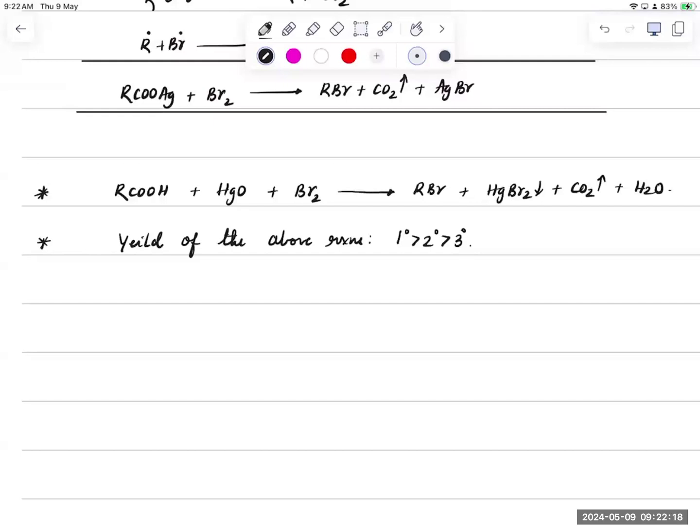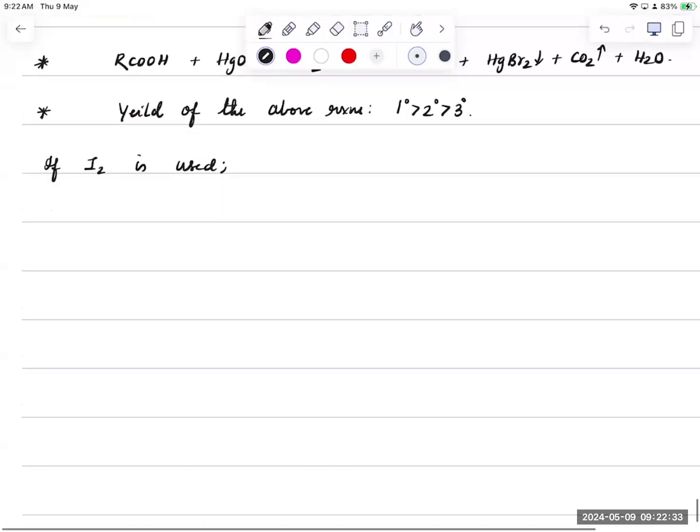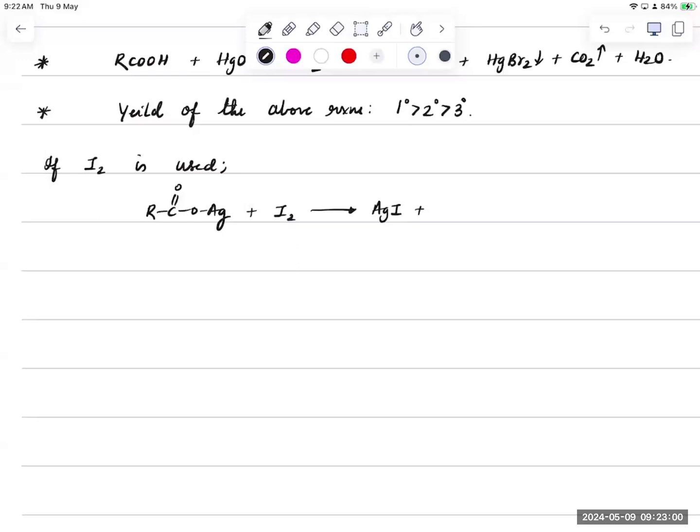Now, suppose instead of Br2, I use I2. If I2 is used, then what will happen to the reaction? Imagine I have RC double bond O OAg, the silver salt of acid, that you treat with iodine I2. First we will get AgI, clear? Because 2 moles of silver salt form AgI here, and this 2 moles will form ester here. So now we will get this as R plus CO2.